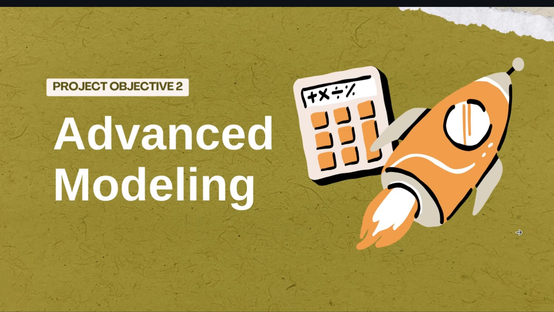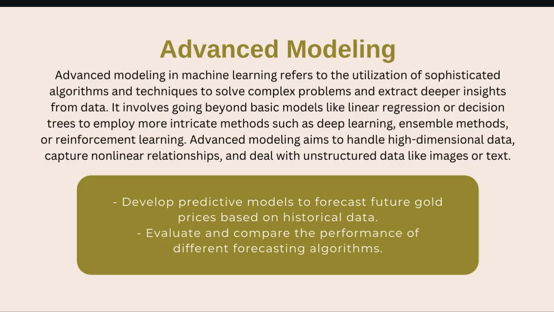The second project objective is advanced modeling. Advanced modeling in machine learning refers to the utilization of sophisticated algorithms and techniques to solve complex problems and extract deeper insights from the data. It involves going beyond basic models like linear regression or decision trees to employ more intricate methods such as deep learning, ensemble learning, and reinforcement learning.